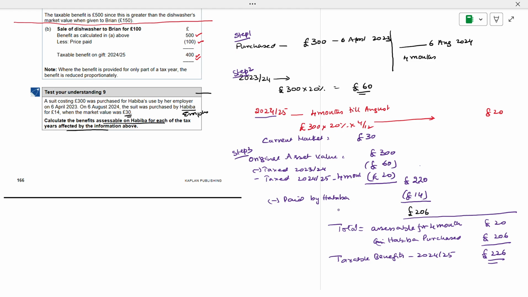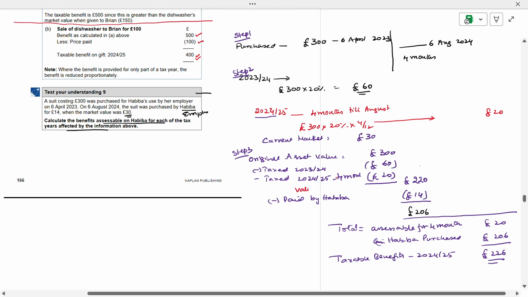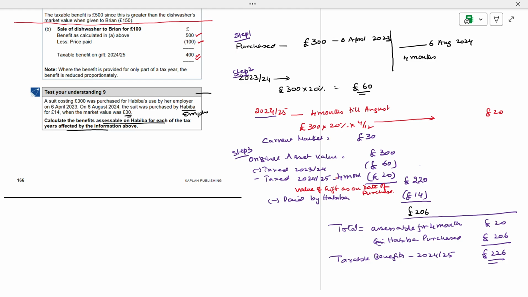Why do we have 20 already deducted? We want to know the value of the gift as on the date of purchase. The value of the gift as on the date of purchase is 220. We are excluding this because we have already deducted it. Already he got the benefit of 20, and that has already been taxed.